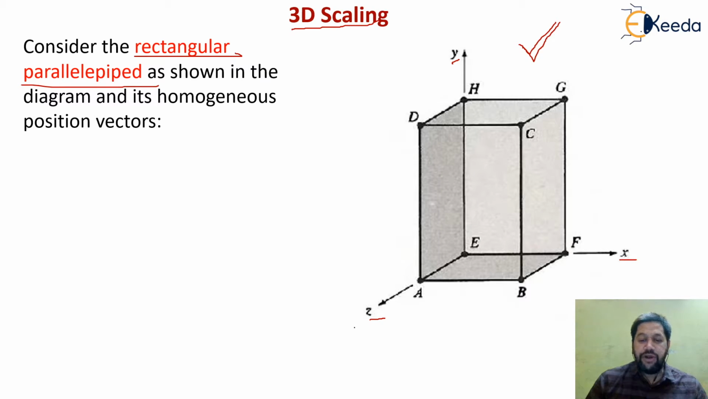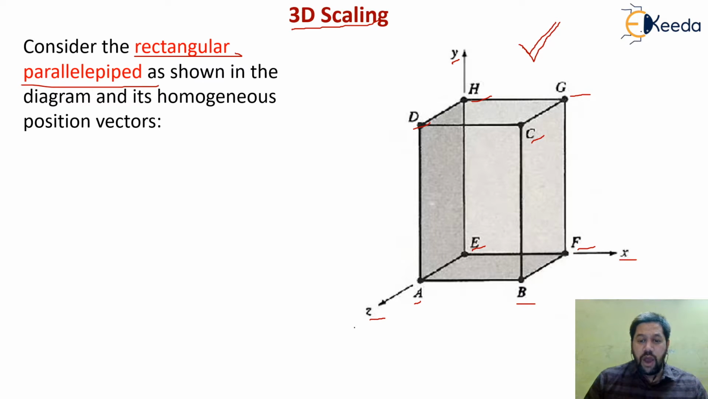This is my original object, and it is represented with the help of the transformation matrix. I have 8 points: a, then this is b, this point is c, and this is d. Equivalently I have e, f, g, and h. So these are the points of my original object which I want to scale.